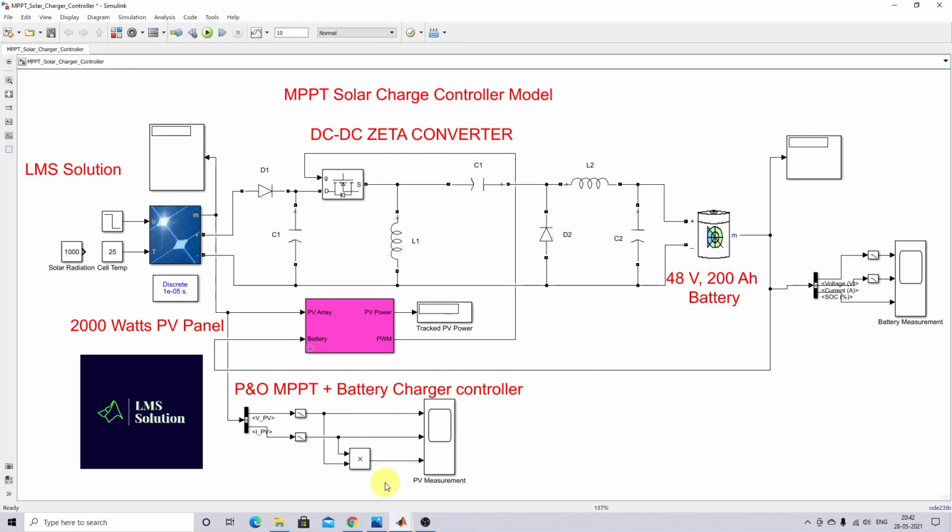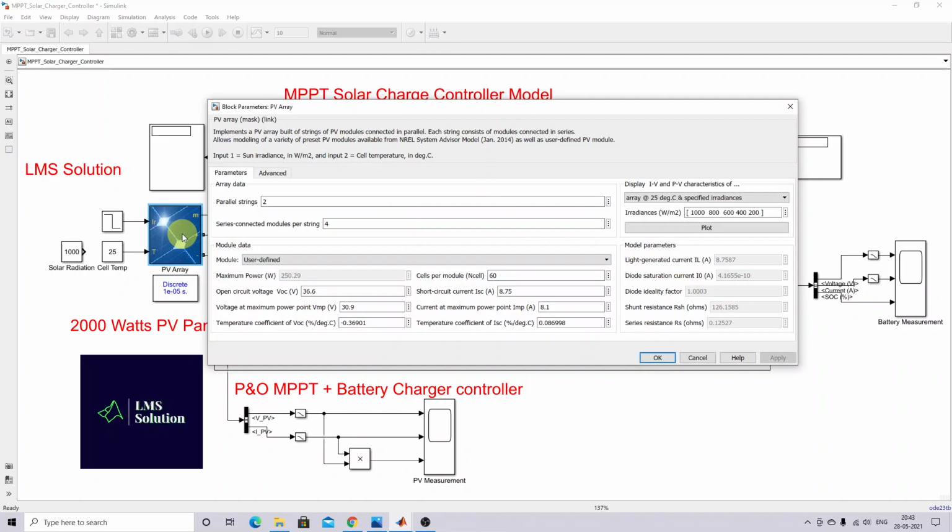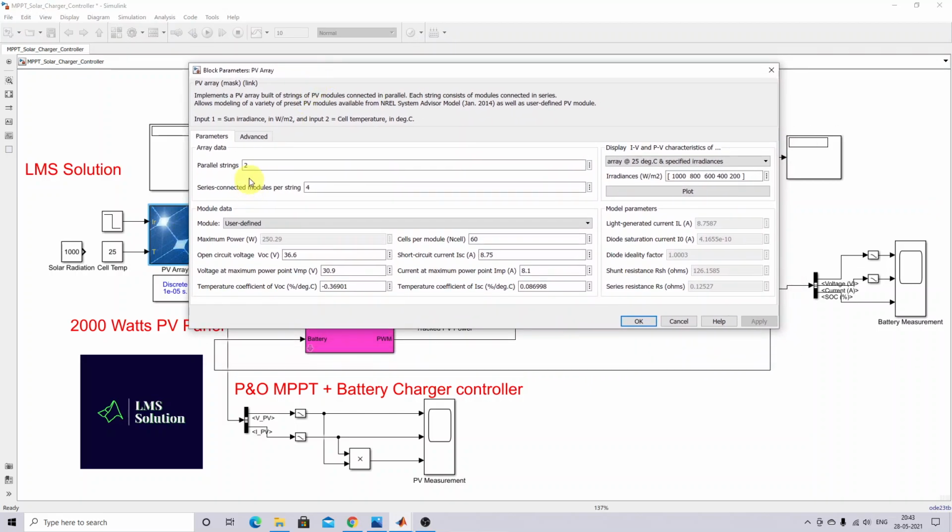I'm going to open the MATLAB. So this is a model developed for that MPPT solar charger controller with this Zeta converter. Okay. So this is known as solar PV panel. Here we are using two parallel PV panels and then four series panels.